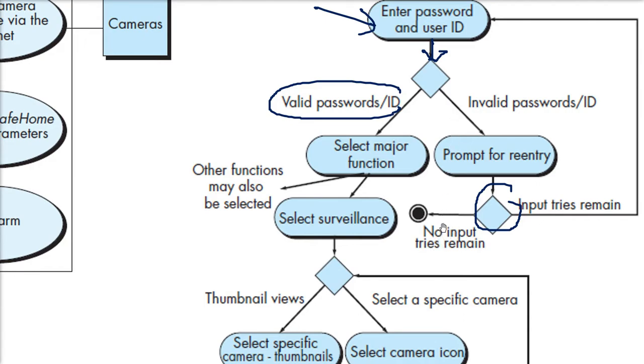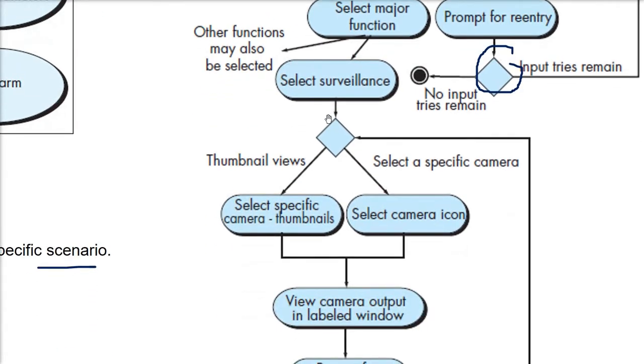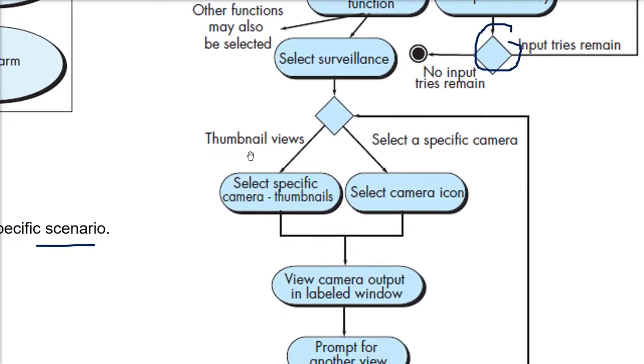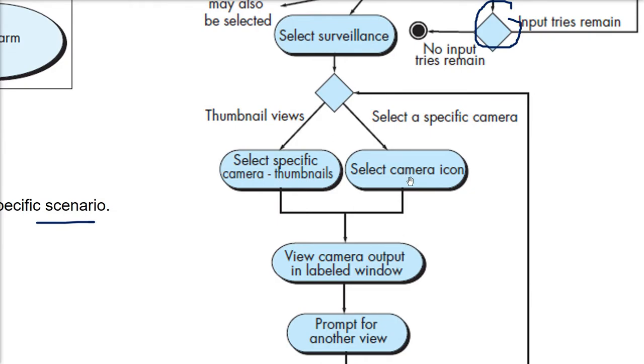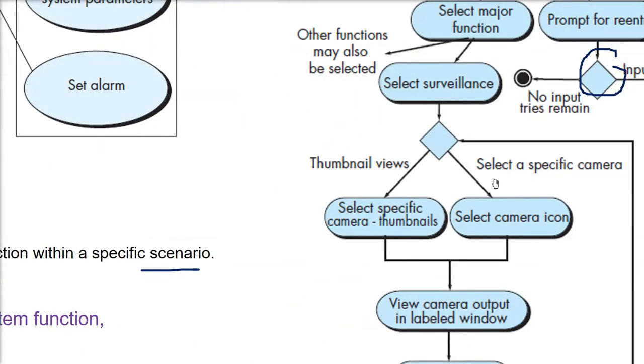If it is an invalid password, then we have to be prompted for re-entry. If we are selecting a major function, then we go to select surveillance. Then we have either thumbnail views or select a specific scenario. These two functions are parallel activities. Selecting the camera icon and selecting specific camera thumbnails are parallel activities because they work together.